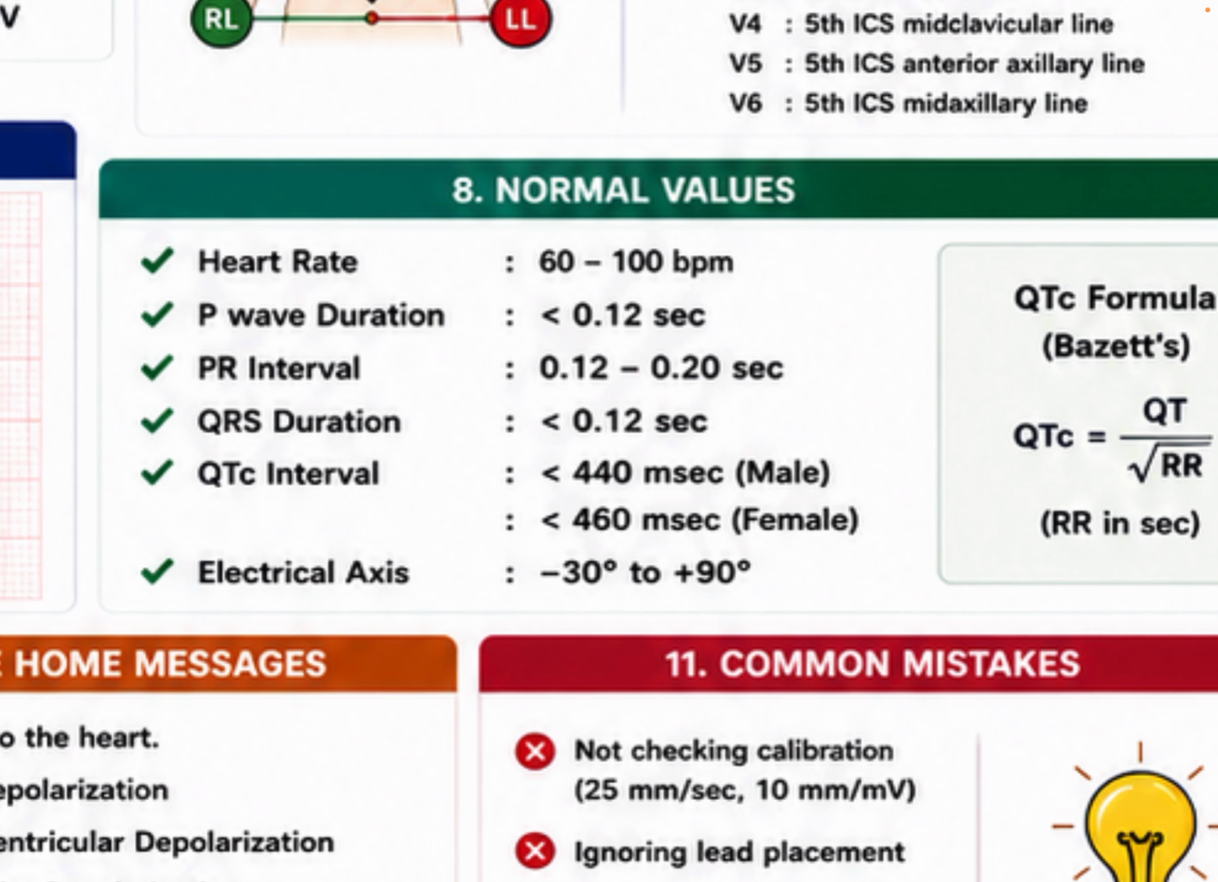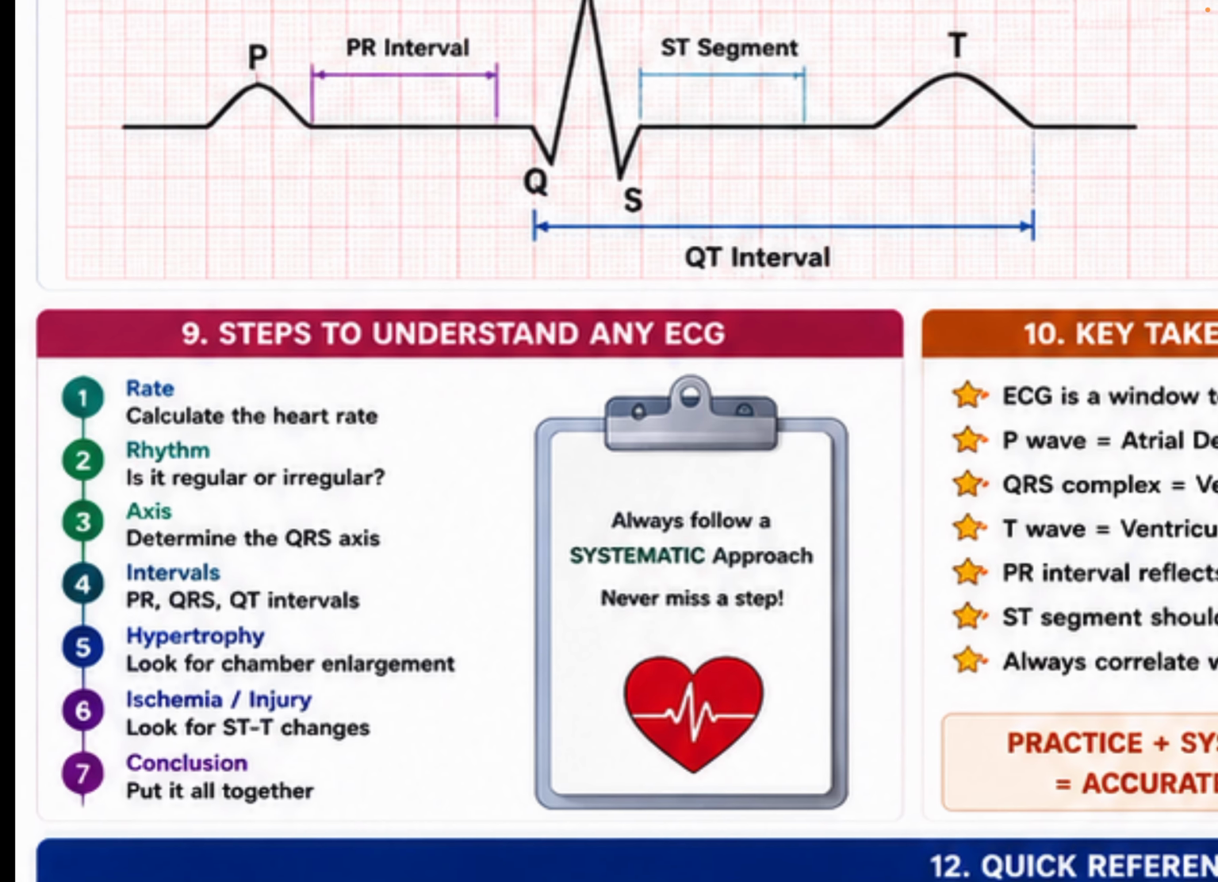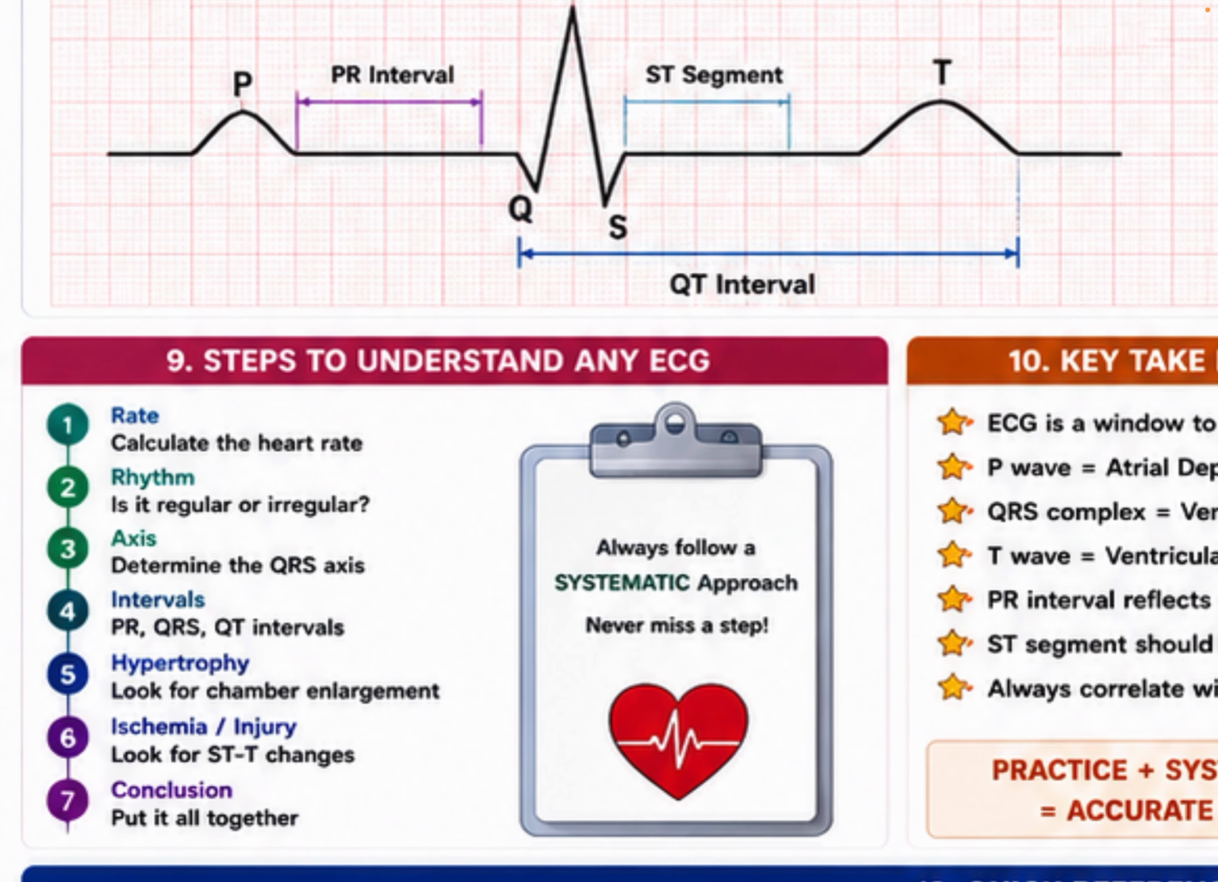Now come to the step-by-step approach. The 6-step approach to understand the ECG. First of all, we have to calculate the rate. Then come to the rhythm. Then the axis. Then the intervals: PR, QRS, QT. Then the 5th step is hypertrophy: whether atrial or ventricular enlargement is there or not. Then the 6th step is to check for ischemia and injury, ST segment or T wave changes. Never jump directly to the diagnosis, always follow the sequence.